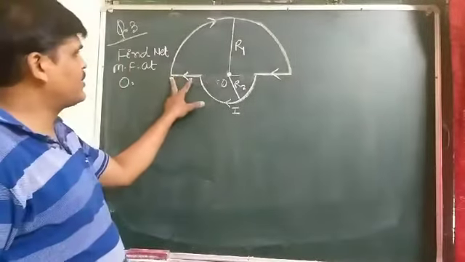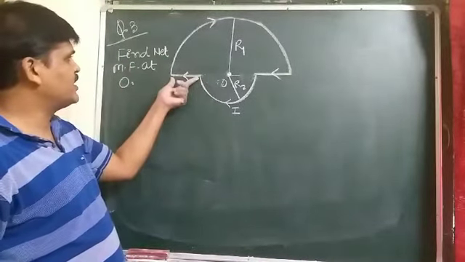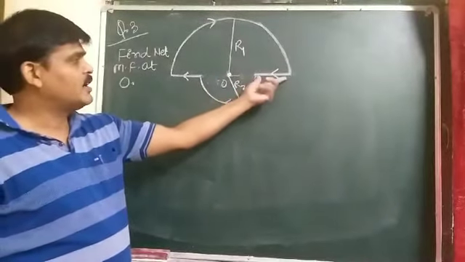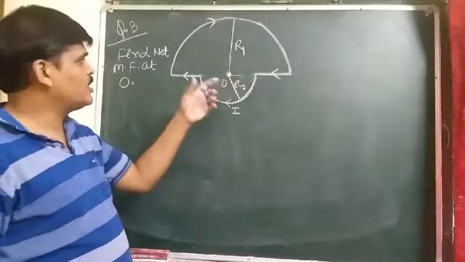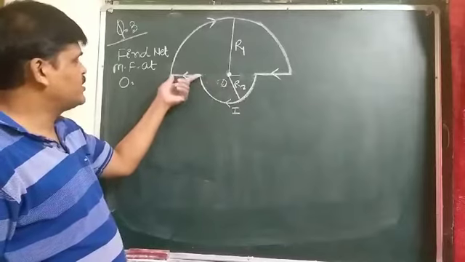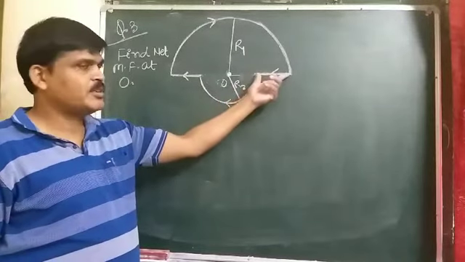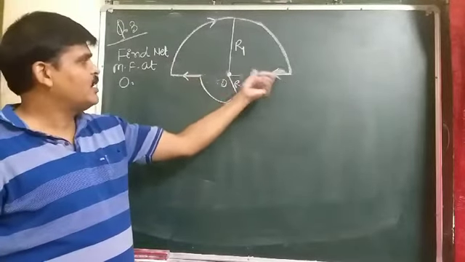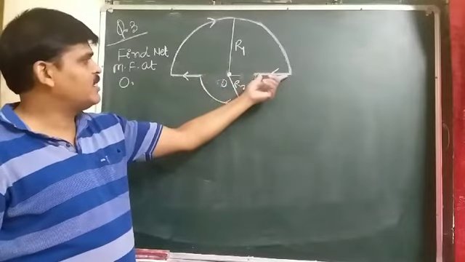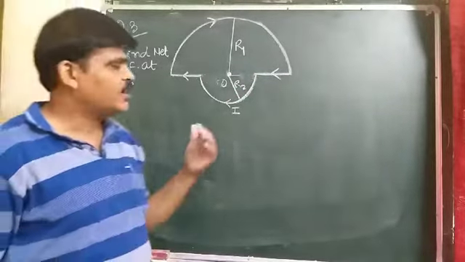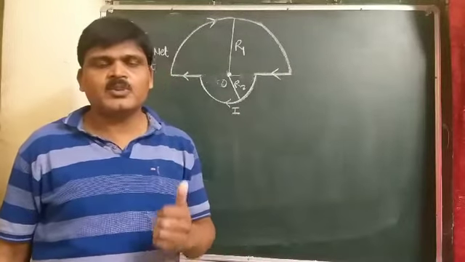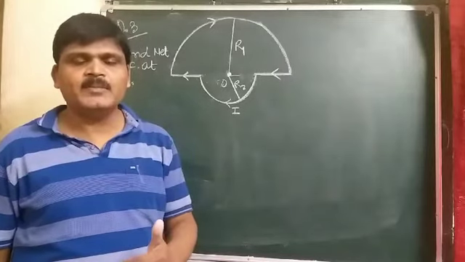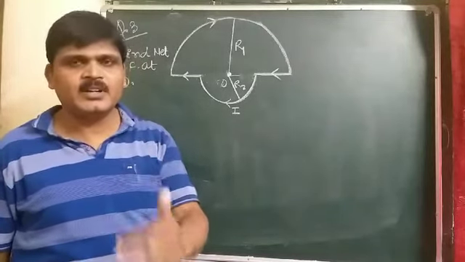The magnetic field at point O due to the straight current carrying conductor, this part and this part: there will be no contribution, because the angle between the current element and the radius vector is 0 degrees and 180 degrees here. Using Biot-Savart's law, dB is equal to mu naught by 4 pi I dl sin 0 by r square, or mu naught by 4 pi I dl sin 180 by r square.